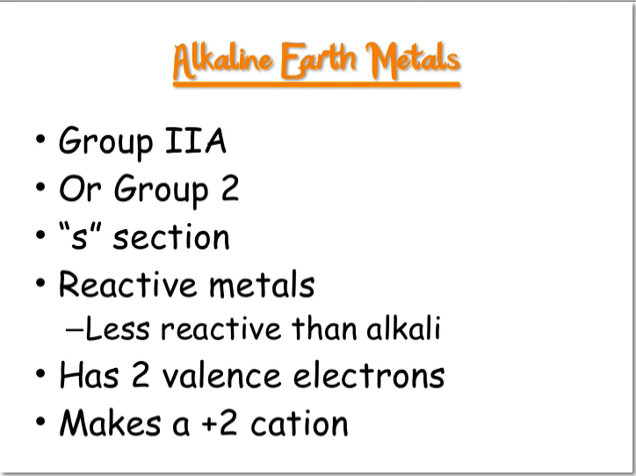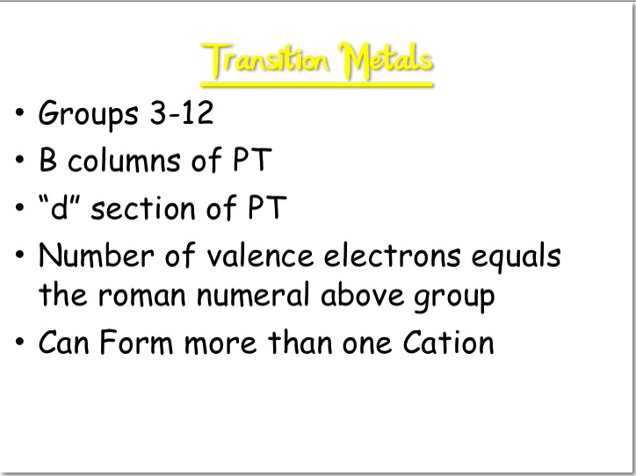All right, so moving back to alkaline earth and then transition metals. Transition metals were the yellow area of the periodic table. They are in groups 3 through 12. They have B's after their Roman numerals, so they are the B columns of the periodic table. As shown earlier, they are the D section, and the number of valence electrons equals the Roman numeral above the group. Keep in mind they can change when they're forming ions or when they're bonding, so they can form more than one cation. So transition meaning change, they can form more than one cation.